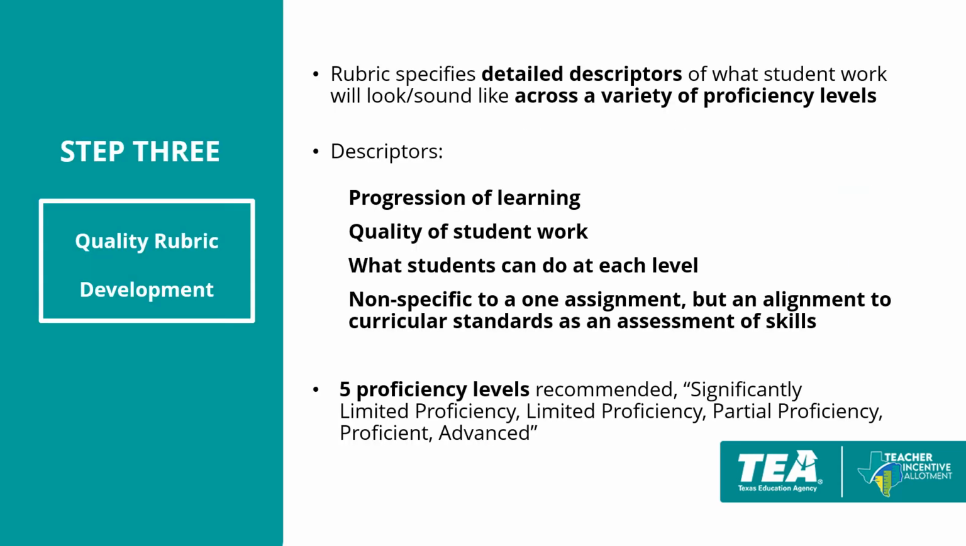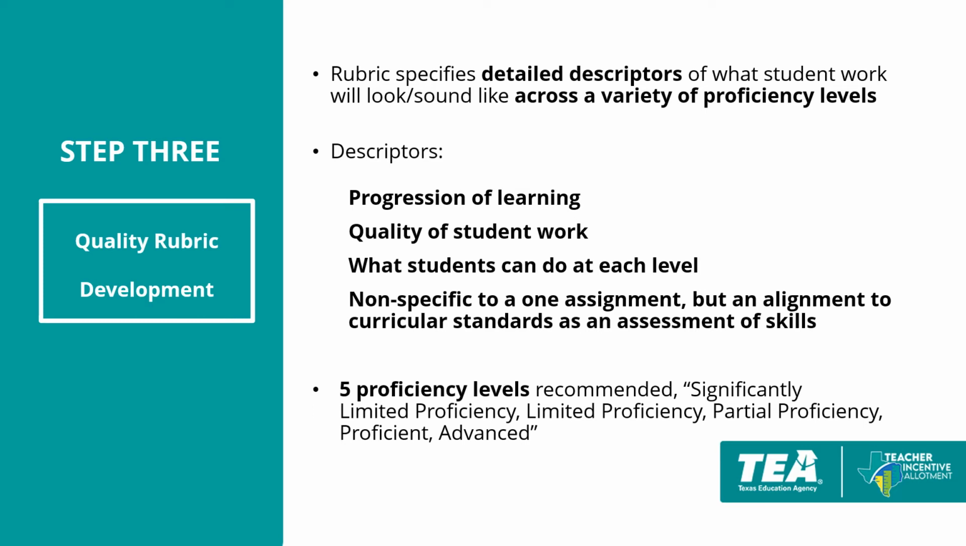Once you have those 5 or more really solid quality artifacts that will demonstrate student growth, you're going to move on to step 3, which is developing the quality rubric and really defining what the student performance standards look like. So you want to make sure that the rubric specifies in detail in those descriptor boxes what those artifacts are going to look like or sound like across a variety of skill proficiency levels.